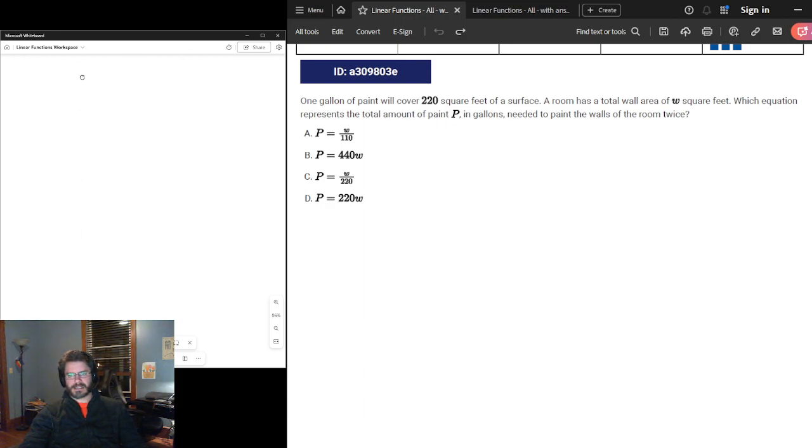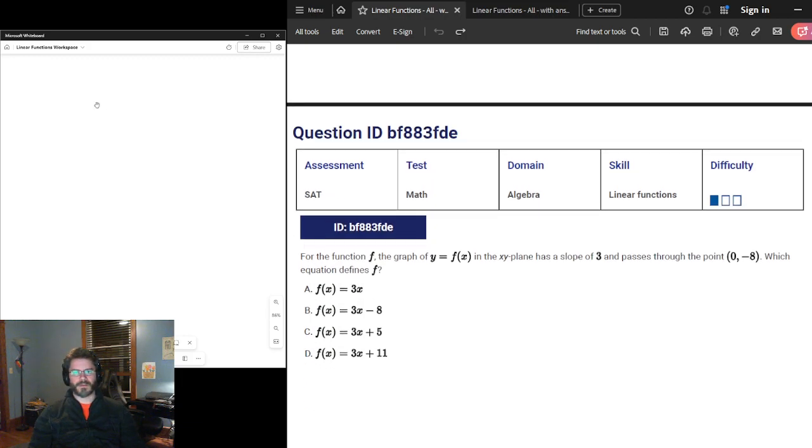And then the last question for this video, number 45. Made it past the halfway point on linear functions, we are nearly there, I suppose, optimistically. FDE is the code. We've got all the same slope, different y-intercept. The y-intercept is 0, negative 8. So the answer must be B, but let's double check it to see if we have any shifts.